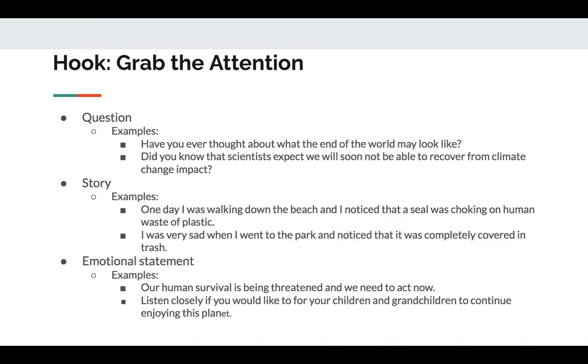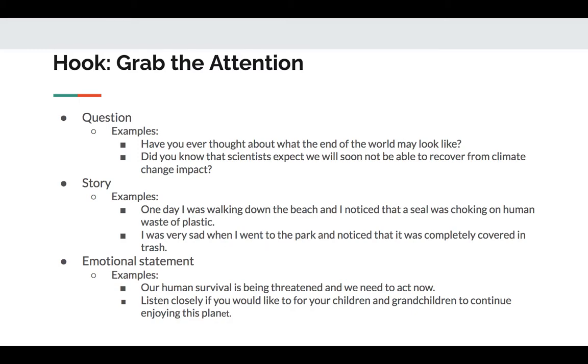So examples of questions that I could use as a hook that will definitely grab the attention of the reader are: have you ever thought about what the end of the world may look like? And did you know that scientists expect we will soon not be able to recover from climate change impact? If you notice, both of these questions are very open-ended, and they're also kind of intriguing. So you have to make sure that whatever your question is, it will have the reader questioning in their mind as they're reading your essay.